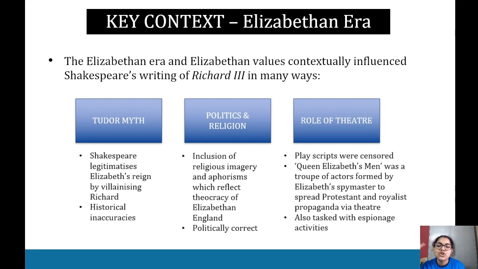plays. So we've got the Tudor myth. Shakespeare legitimizes Elizabeth's reign by villainizing Richard. That's what he's doing here, and there are of course historical inaccuracies there too. And there's a Tudor myth of appearance as well, where he paints Richard to be a hunchback, and he sort of abides by that myth that appearances dictate personality.